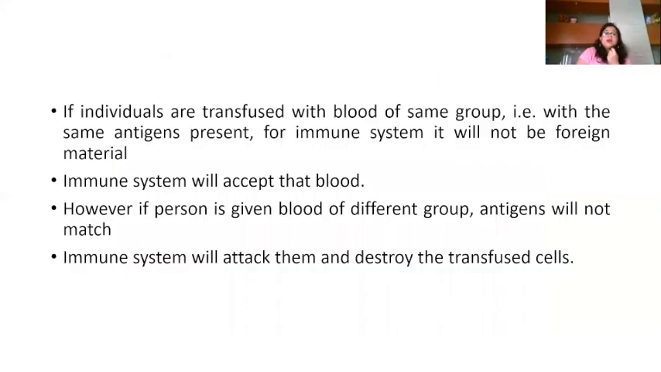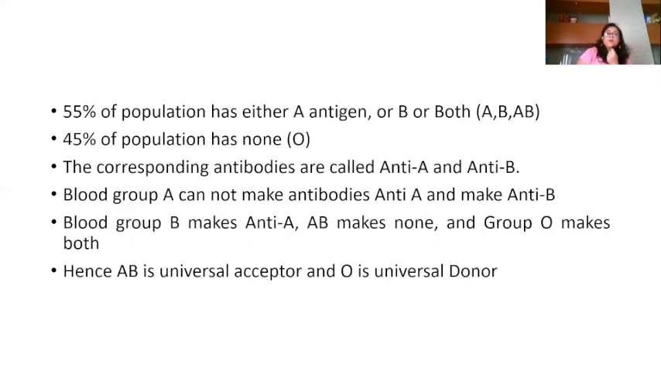Thus, if an individual is transfused with blood of the same blood group, that is with the same antigen present, it will not be a foreign material for the immune system, and hence that blood will be accepted. However, if a person is given blood of a different group, then antigens will not match and the immune system will attack it and destroy the transfused cells.